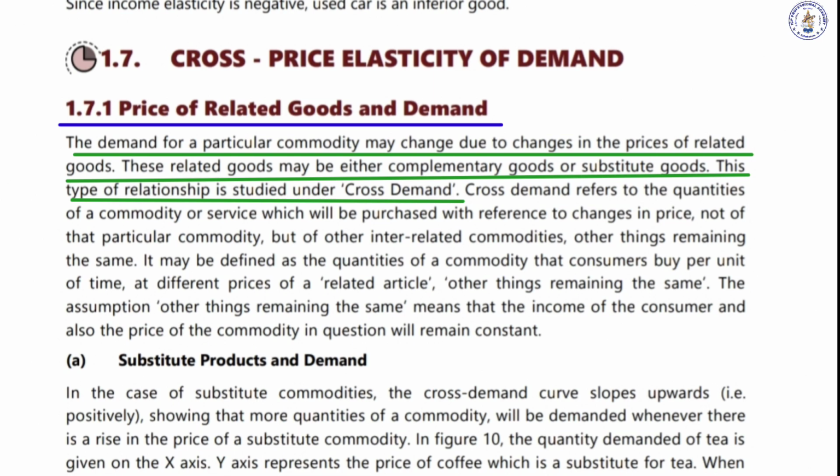The demand for a particular commodity sometimes may change due to the change in the price of the related goods. Related goods, as I have already explained to you, may be substitute goods or complementary goods. So the relationship between the change in the commodity that is originally bought and the change in the price of the substitute or complementary good is studied. That is known as cross price elasticity of demand.